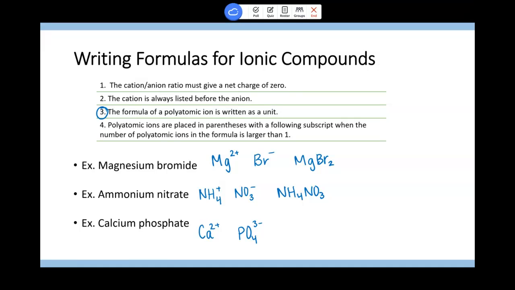The charge on the anion is the subscript for the cation, and the charge on the cation is the subscript for the anion. Or you can just think about balancing charges using the least common multiple. We need 3 calciums, and then in this case we use parentheses to denote that we have 2 phosphate anions, and the 2 applies to the entire phosphate molecule.